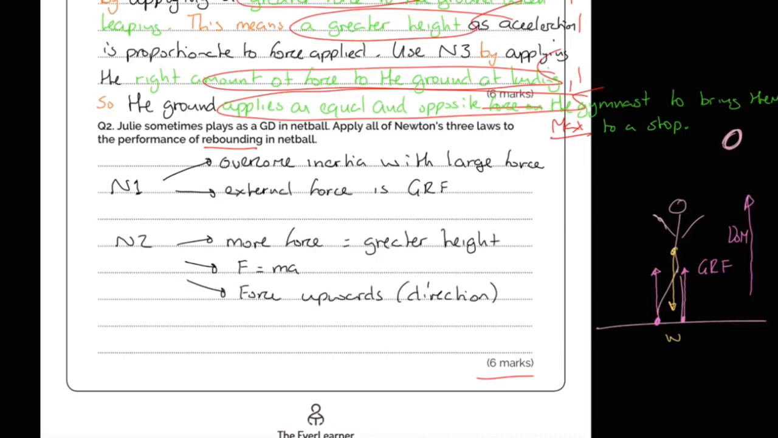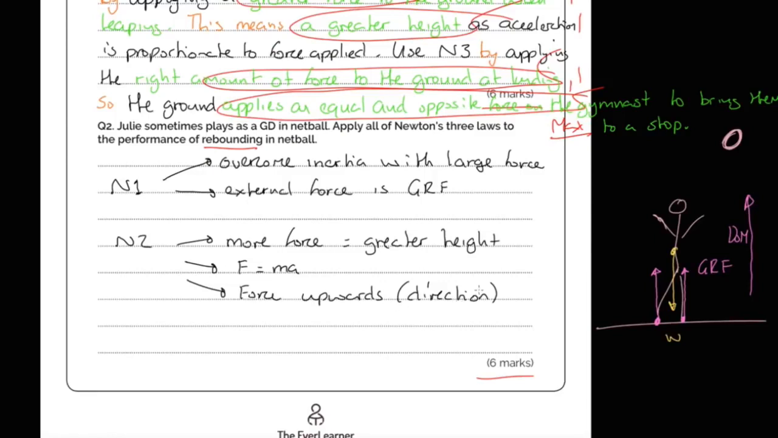Next, let's have a look at Newton's second law. The more force she applies, the greater the height. We looked at that with Laura as well. We can define this with force equals ma, force equals mass times acceleration. Julie's mass is constant, so the more force she applies, the more she'll accelerate. And the force is upwards.